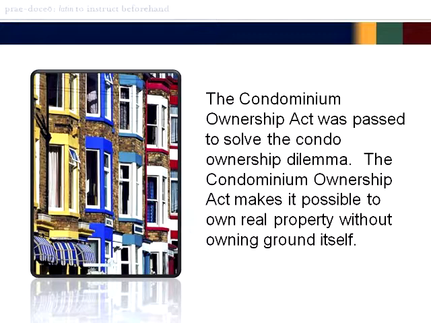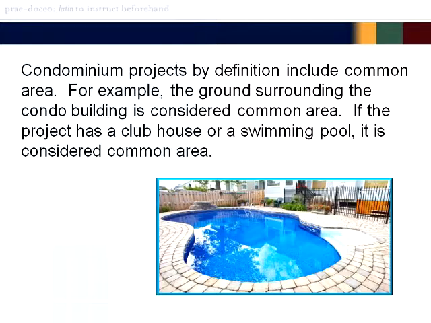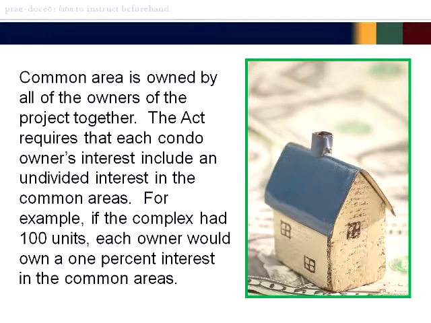The Condominium Ownership Act makes it possible to own real property without owning the ground itself. Condominium projects, by definition, include common area. For example, the ground surrounding the condo building is considered common area. If the project has a clubhouse or a swimming pool, it is considered common area. Common area is owned by all of the owners of the project together. The Act requires each condo ownership interest to include an undivided interest in the common area. For example, if the complex had 100 units, each owner would own a 1% interest in the common areas.